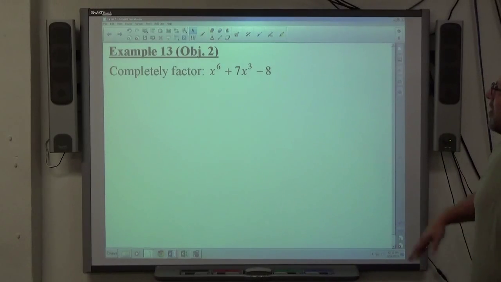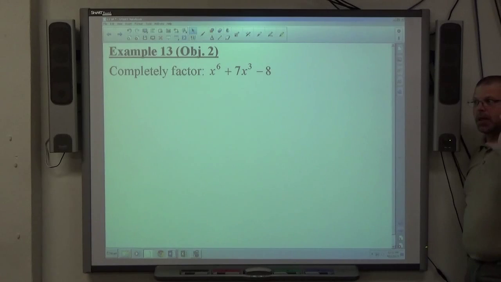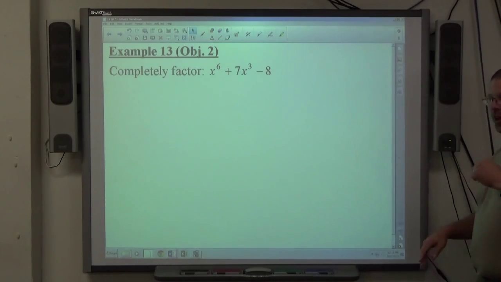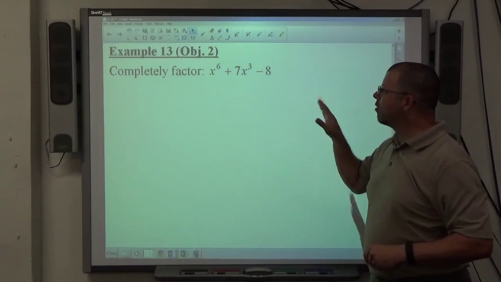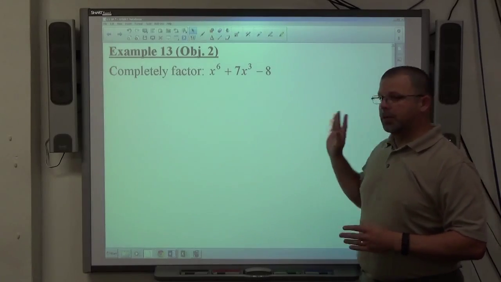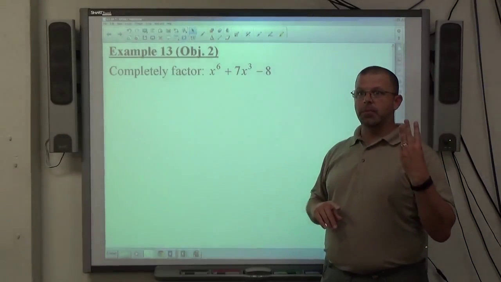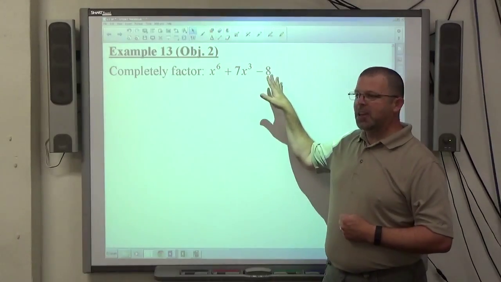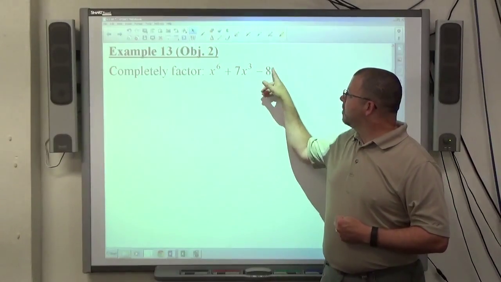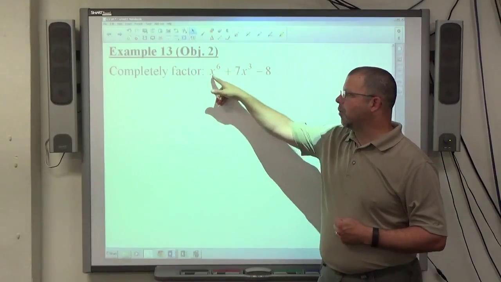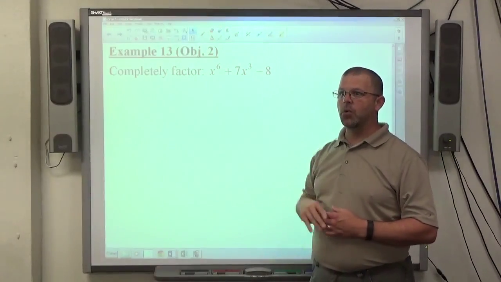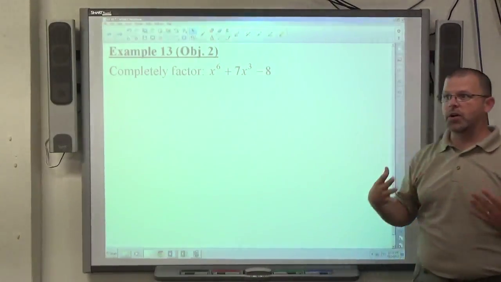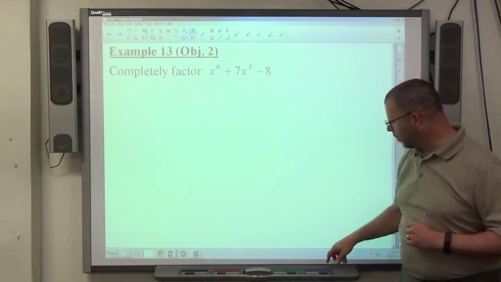Okay, for example 13, we're looking at a trinomial. Anytime you see a trinomial, you want to start thinking immediately quadratic. And I touched on this yesterday briefly, about being quadratic in form. To be quadratic in form, three things have to be there. We have to have a constant, okay? So it has to be just a number. There has to be some power of x and double the power of x. If you have that, you're quadratic in form. It'll factor like a quadratic equation, or a quadratic polynomial will factor.